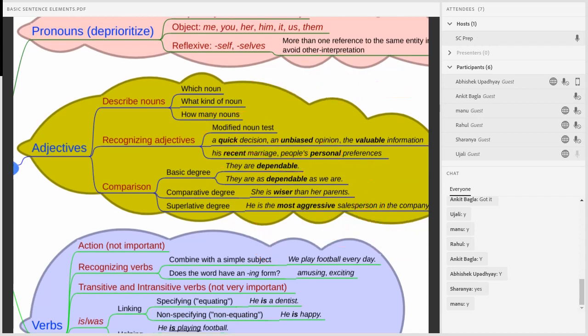Quick check. Is everyone comfortable with the points we discussed under adjectives? Awesome. I've received, I think, 4 yeses. All right, Abhishek's also good with this. Sharanya, is this okay?